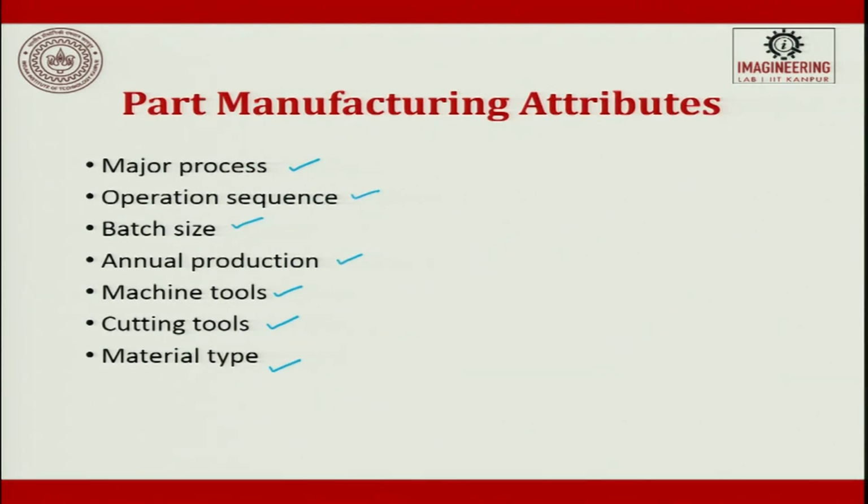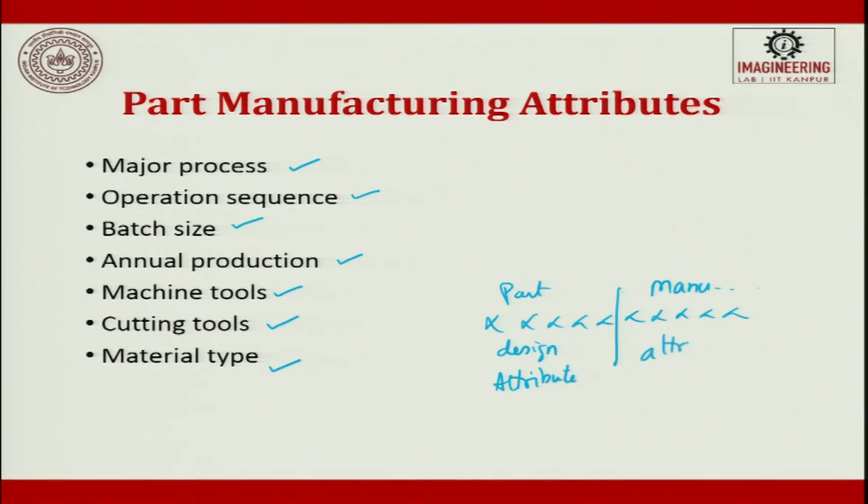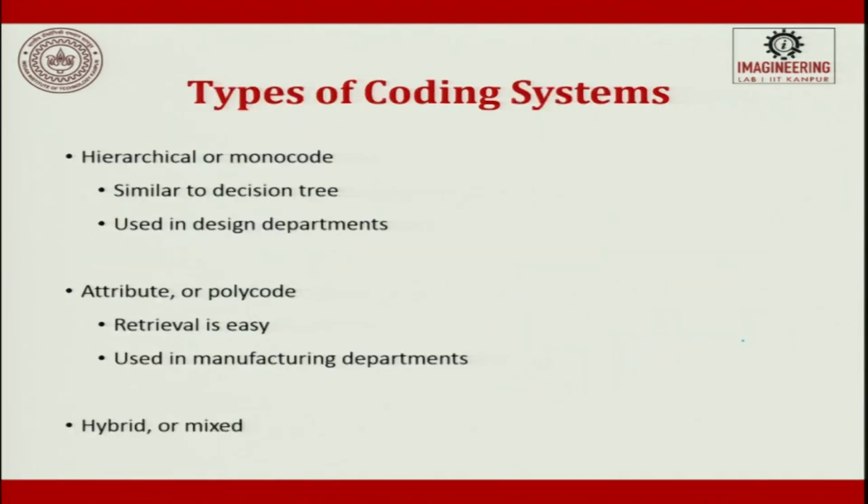You can have a combination of these two, and that leads to a hybrid system, wherein you can have some 10 digits, where half of them follow part design attributes and half of them follow manufacturing attributes. So, this is the third classification. Based upon that, we have three different coding systems which are followed.